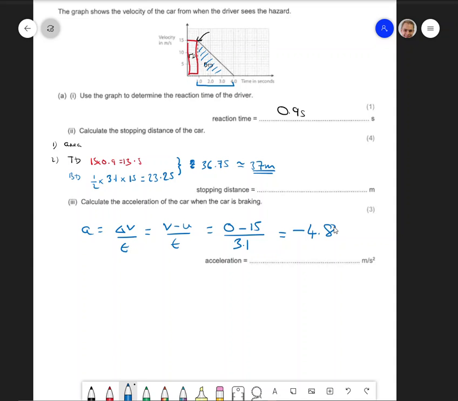So one of the key things here, one of the marks is for recognizing this is a negative. This is a negative number because you're decelerating. So that's really the acceleration of the car when it's braking, and you're slowing down. So the negative is important to show that you are slowing down.